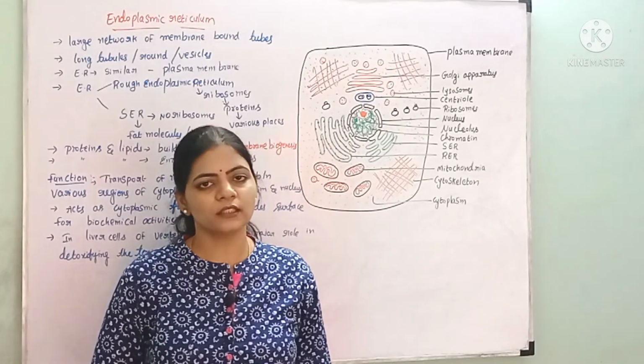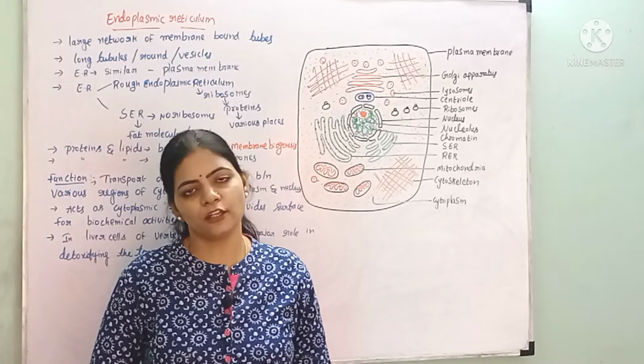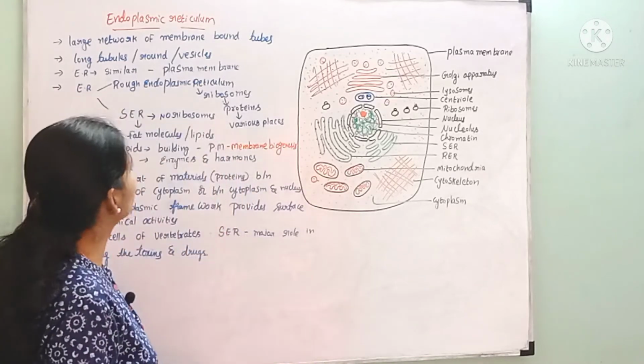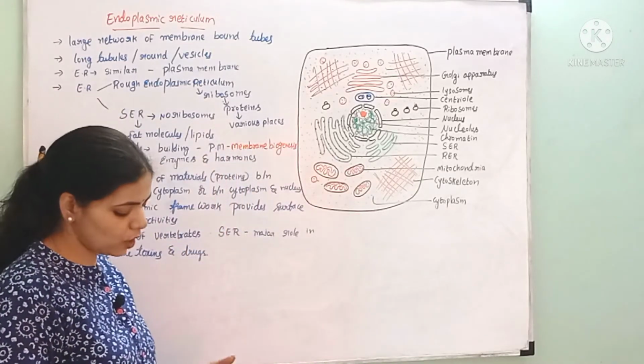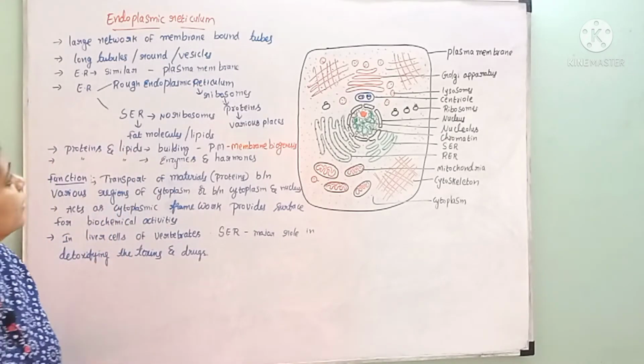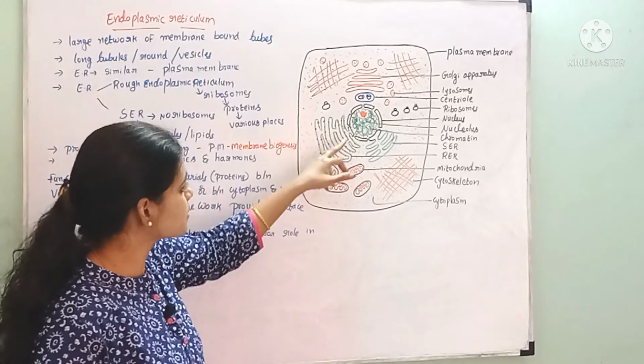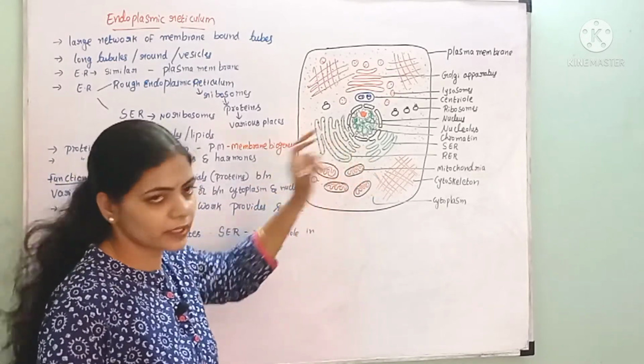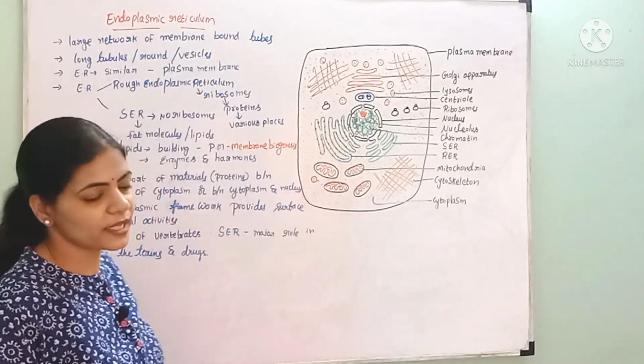So we have studied different examples for the cell organelles. In this video, we are going to study the first cell organelle, that is the endoplasmic reticulum. Here, endoplasmic reticulum. See this? This green colored one is the endoplasmic reticulum.